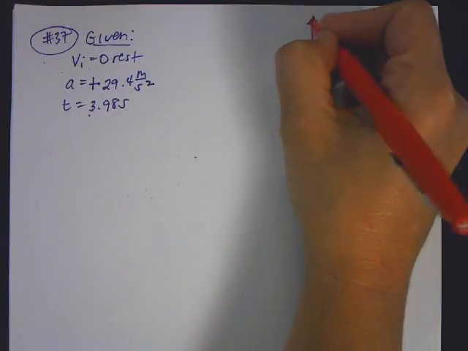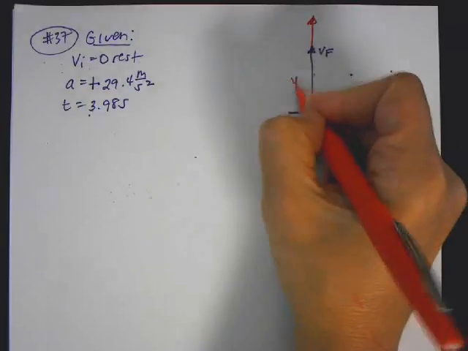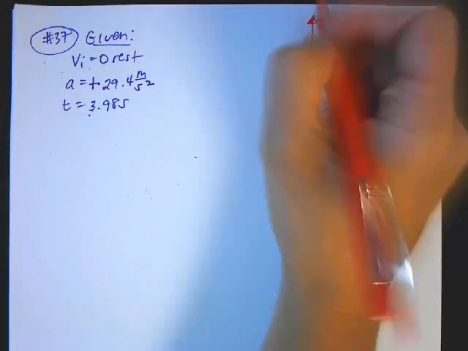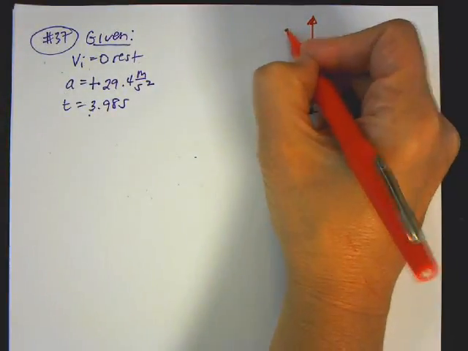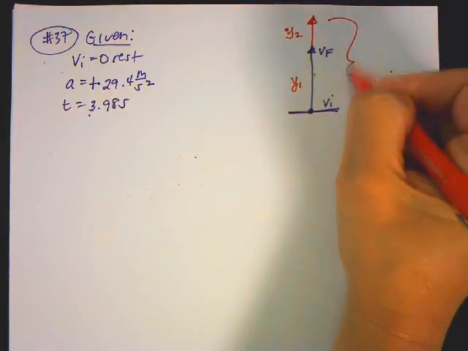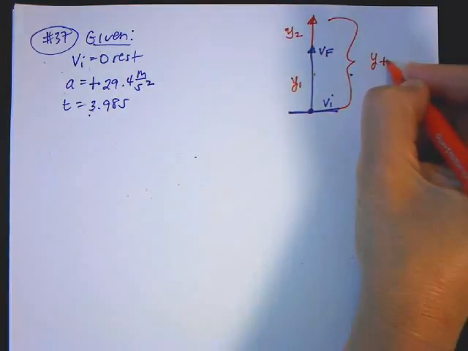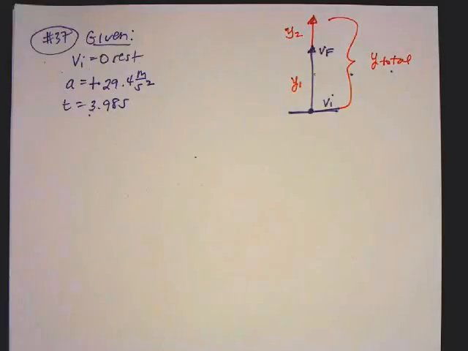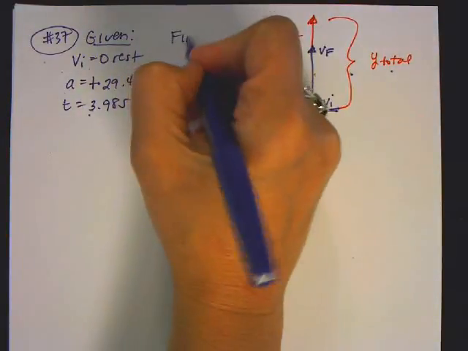So what happens is I have this first distance I'm going to call y1, and then I have the second distance I'm going to call y2. And the problem asks, well, how high does it go? So I'm going to call this y total. And this is why I really need to draw a picture to help me visualize this.